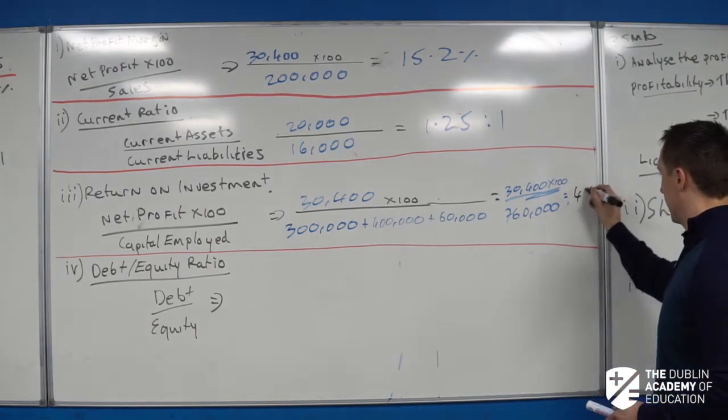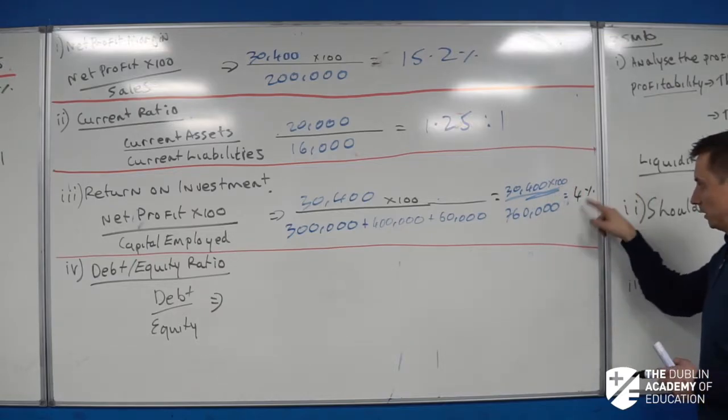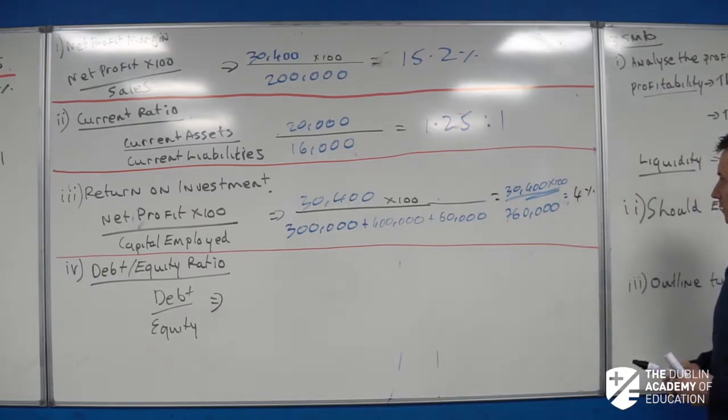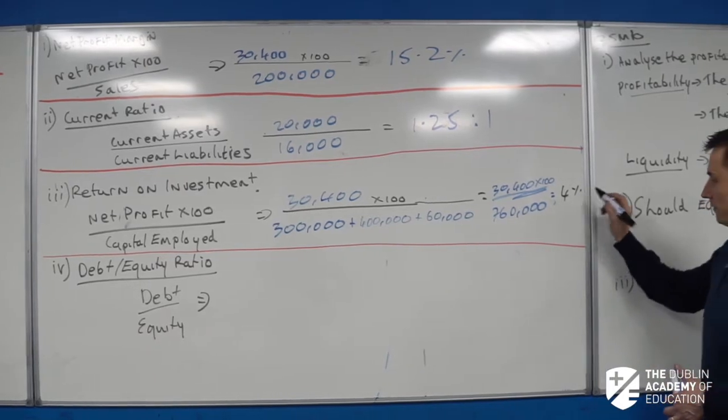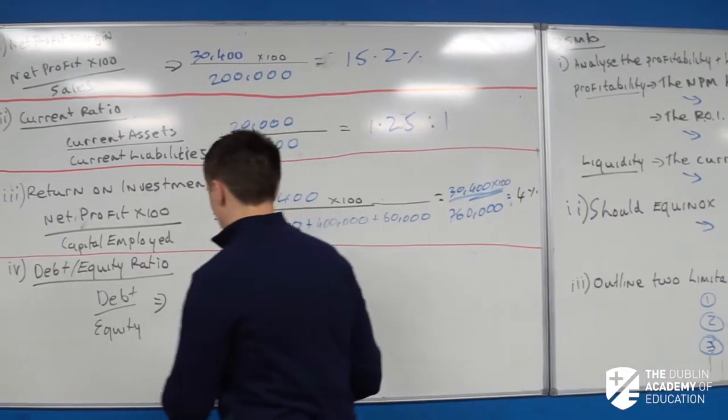So if you use that in the calculator there, get 30,400 multiplied by 100, press equals, divided by 760,000, and the answer you're going to get is 4%. Okay, brilliant. That's our return on investment, 4%. Now the last one we'll do here is the debt equity ratio, okay?